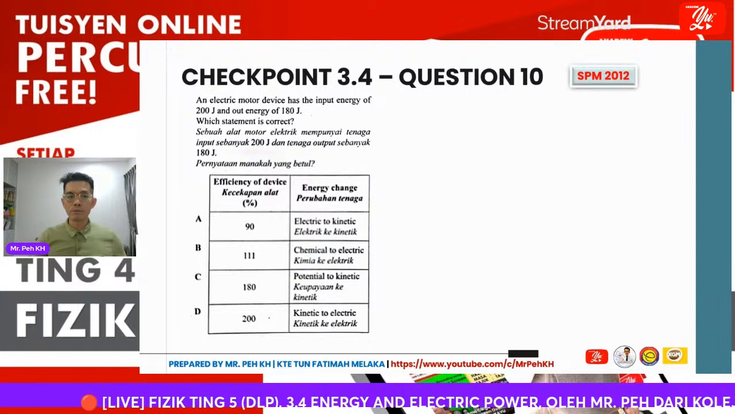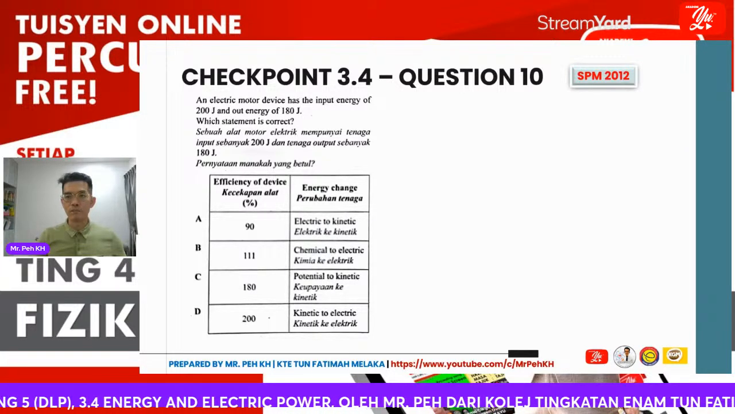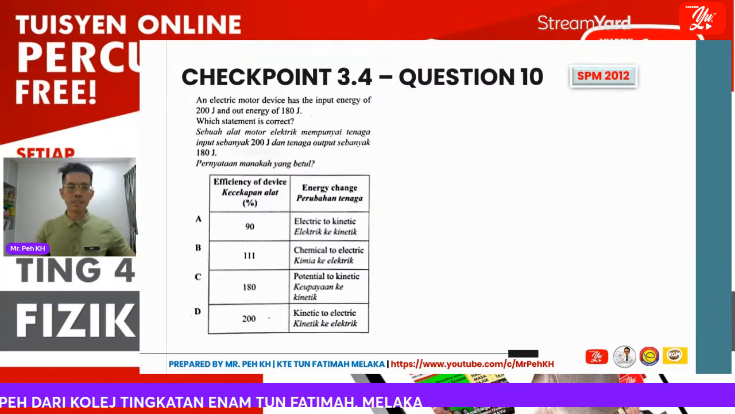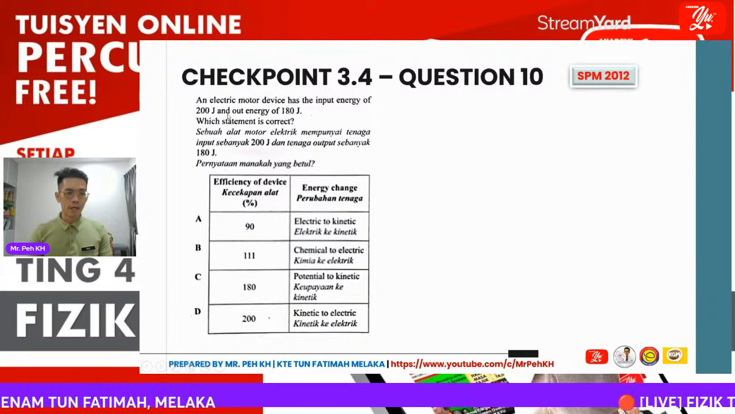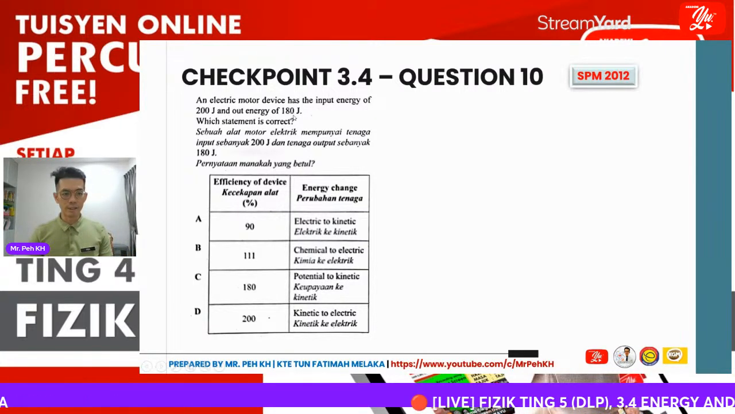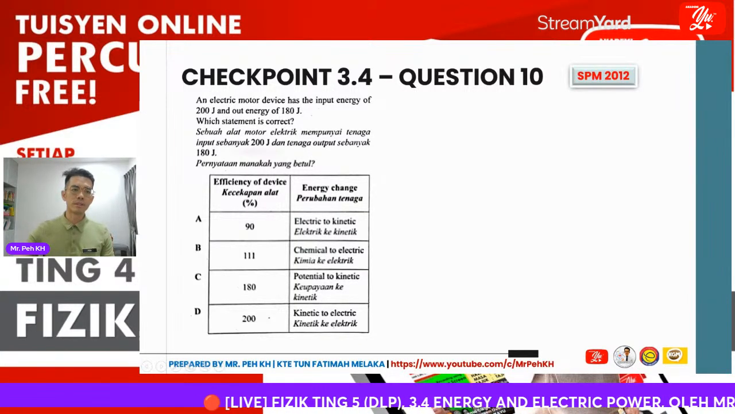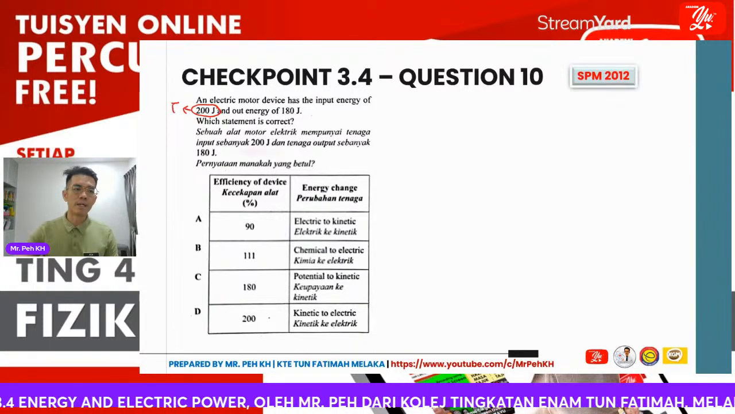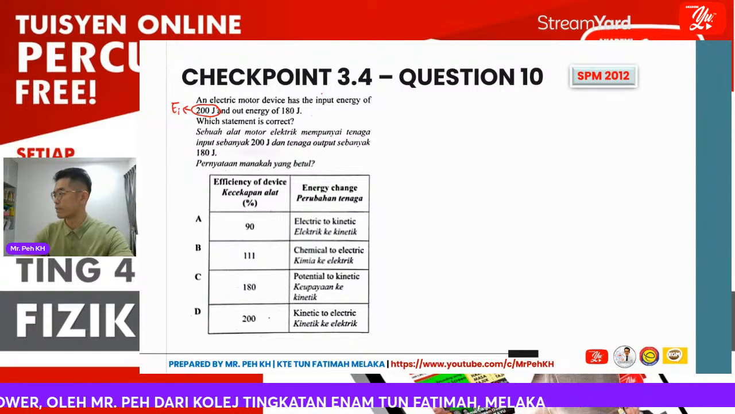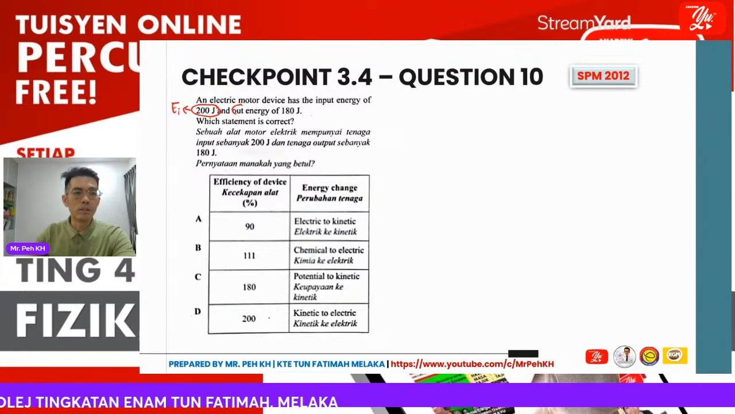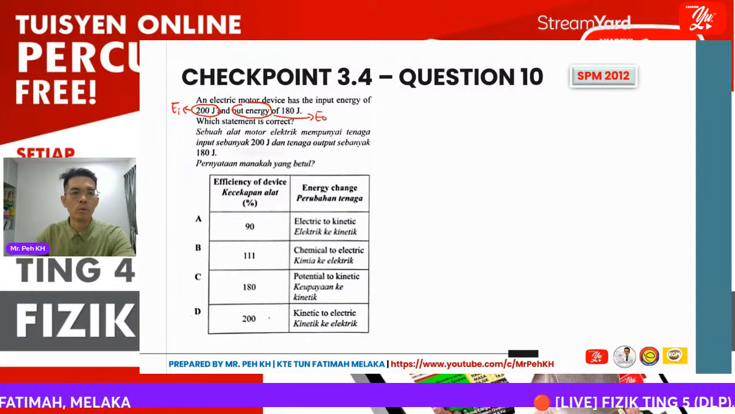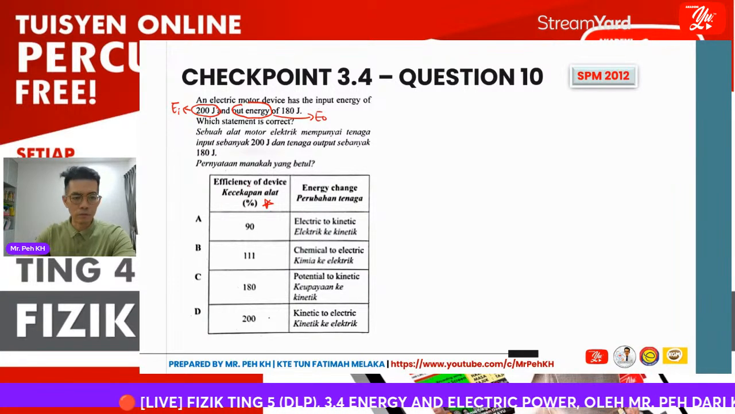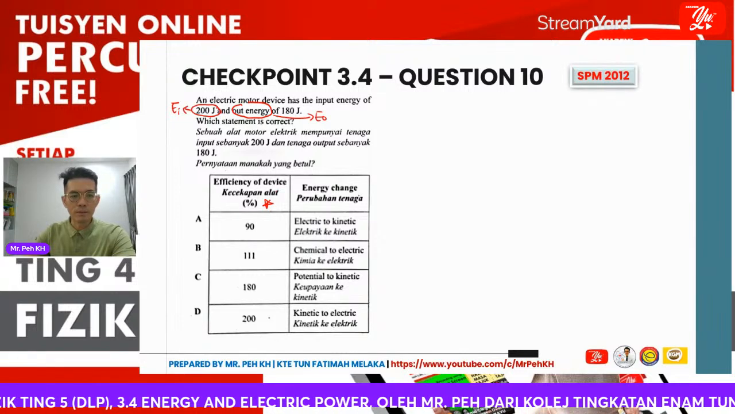Okay, so here will be question number 10, from 2012. The question is like this. An electric motor device has an input energy of 200 joule and output energy of 180. So it is very clear that the 200 here represents the input energy, EI, with the symbol we discussed just now. And then the output energy will be EO. Which statement is correct here? You need to find out the percentage of efficiency for this device, and then the energy changes here.